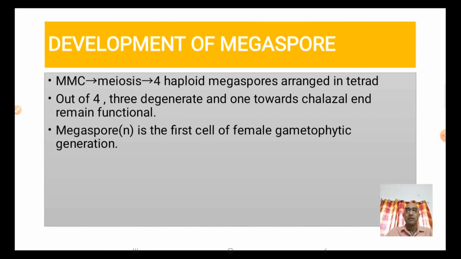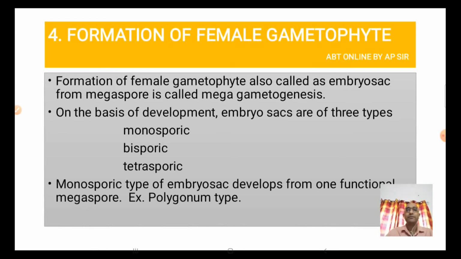Got it? Now, this particular megaspore which is haploid in nature is the first cell of the female gametophytic generation. Got it? Now come to the next slide.